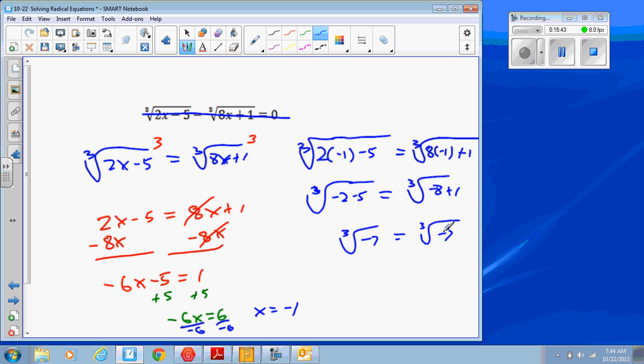And my first thought was I can't have a negative under a square root, which is true, except for this is not a square root. This is a cube root, so we can have negatives underneath there. So this is the correct answer right there.